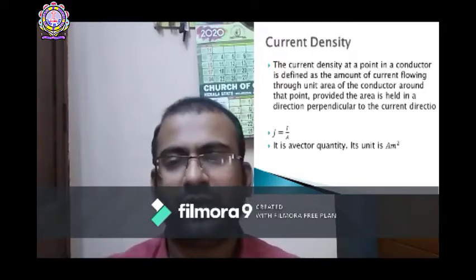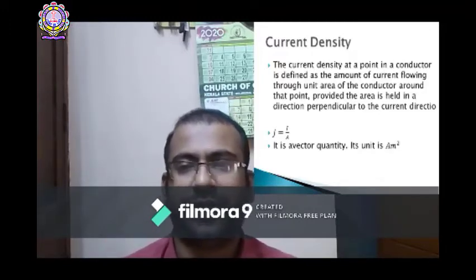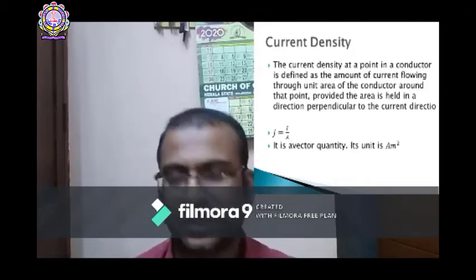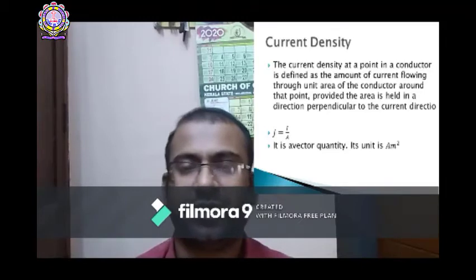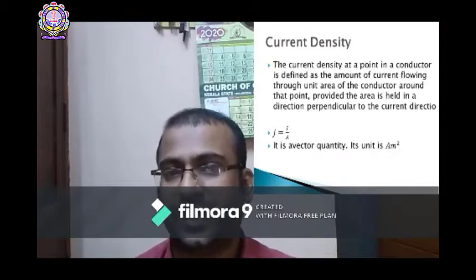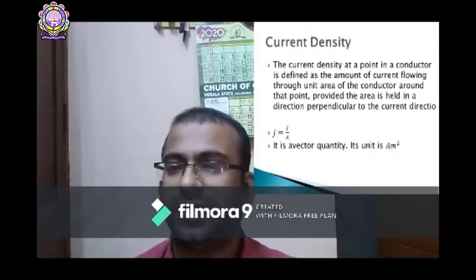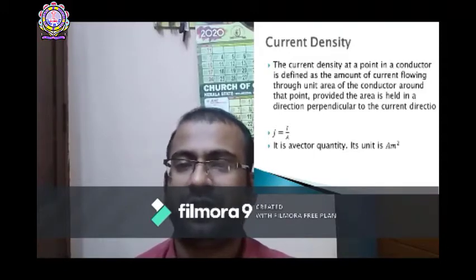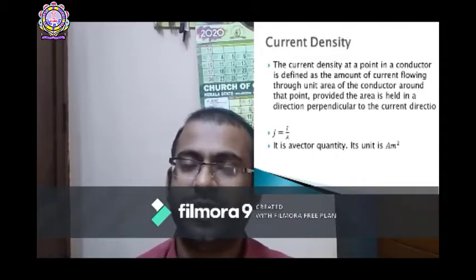We denote the current density by the letter J, small letter J. So we can define J is equal to I by A. What is I? I already told you, I is the intensity of electric current and A is the area of the conductor, the area of cross section. So J is equal to I by A.